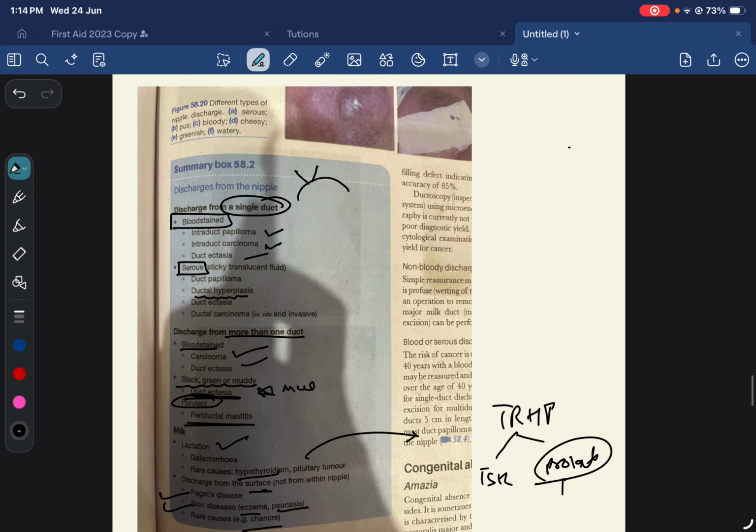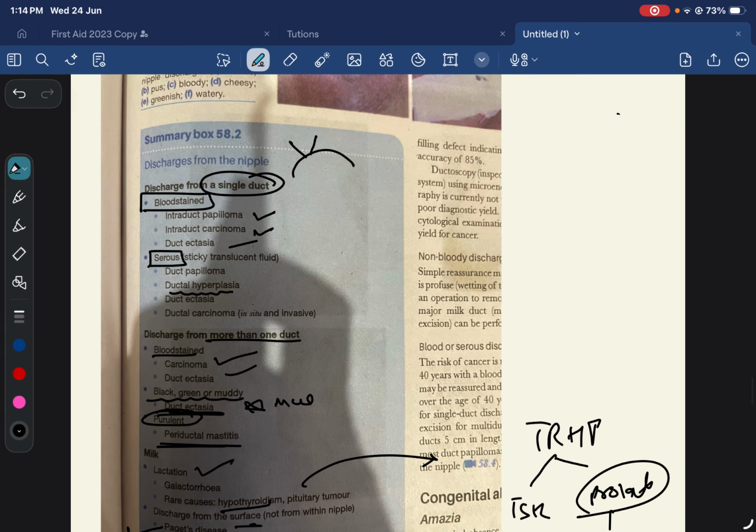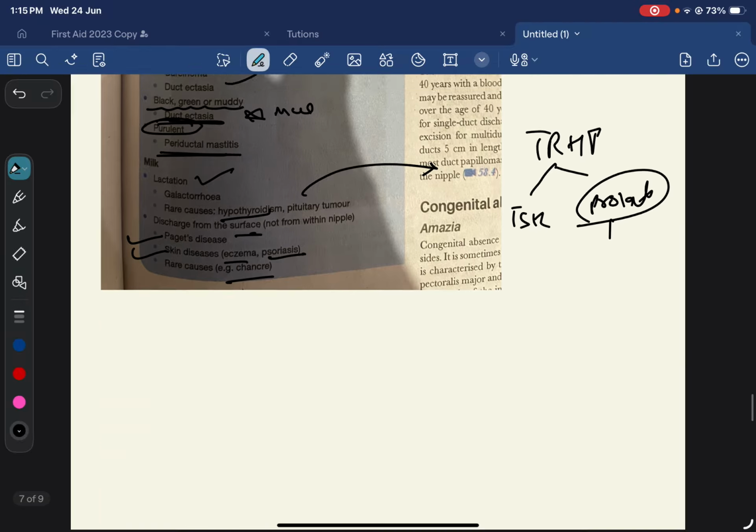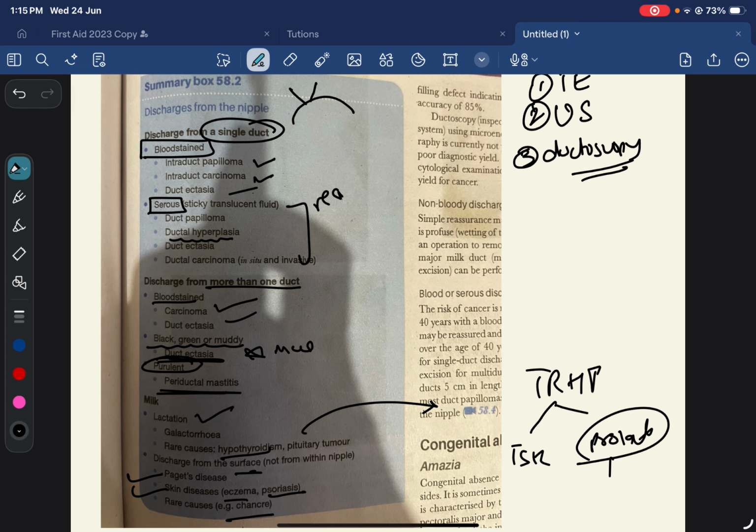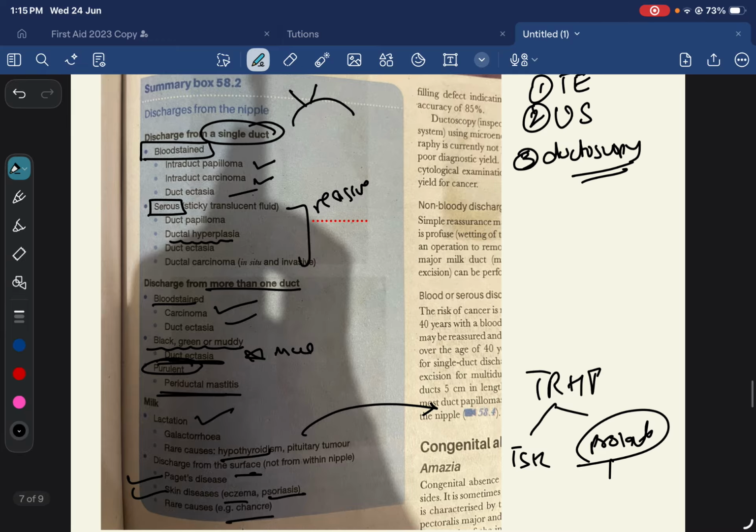For management purposes, what is done is to exclude carcinoma, because mostly in blood-stained discharge, and even in the serous one, we have indications of carcinoma. So first of all, triple examination is done to exclude any sort of malignancy. Then ultrasonography is done. Then there's also ductoscopy. For non-bloody discharges, simple reassurance is given to the patient that it is not malignant. But again, for that you have to do triple examination, ultrasonography and ductoscopy.